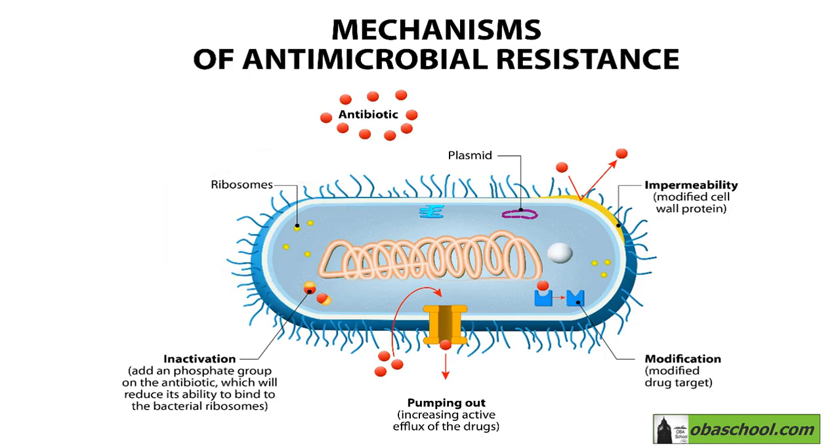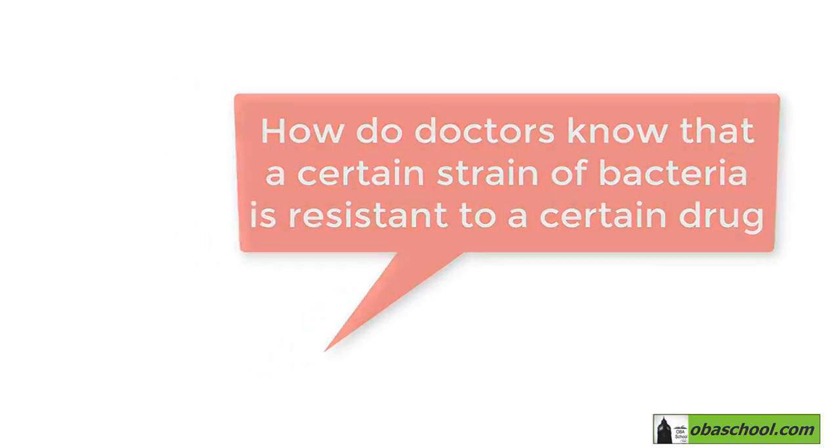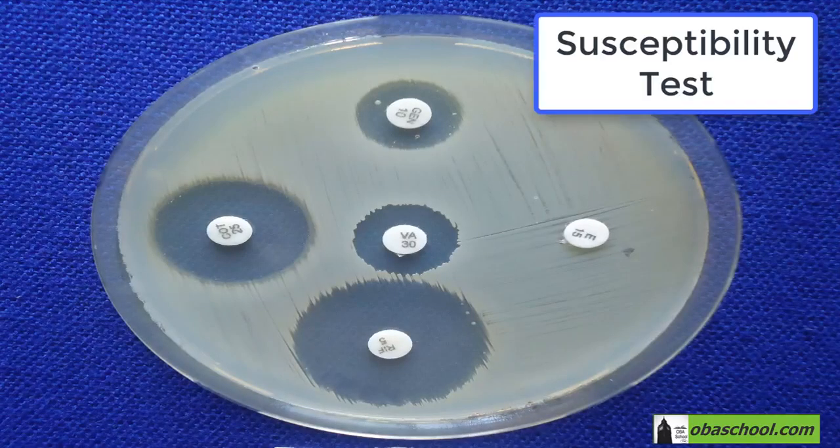Consequently, when these mechanisms are followed by the bacteria, resistance will be developed. And so, doctors will have to develop new drugs in order to kill these bacteria. However, how do doctors know that a certain strain of bacteria is resistant to a certain type of drug? In order to know, doctors perform the susceptibility test.